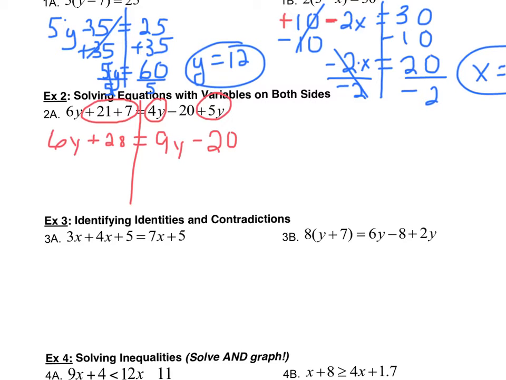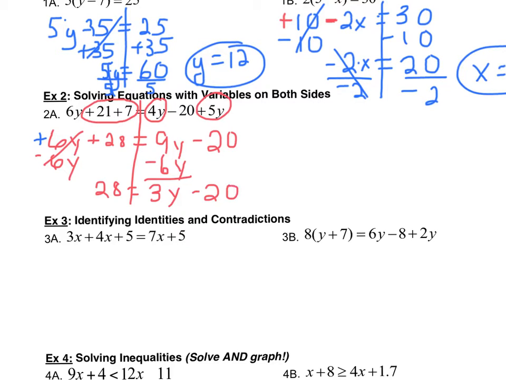Now I just need to put all the variables on the same side. So these are positive 6y's. I'll do the opposite to take them to the other side and subtract them. And we'll subtract 6 there. So that will leave us with 3y's. We copy the rest.